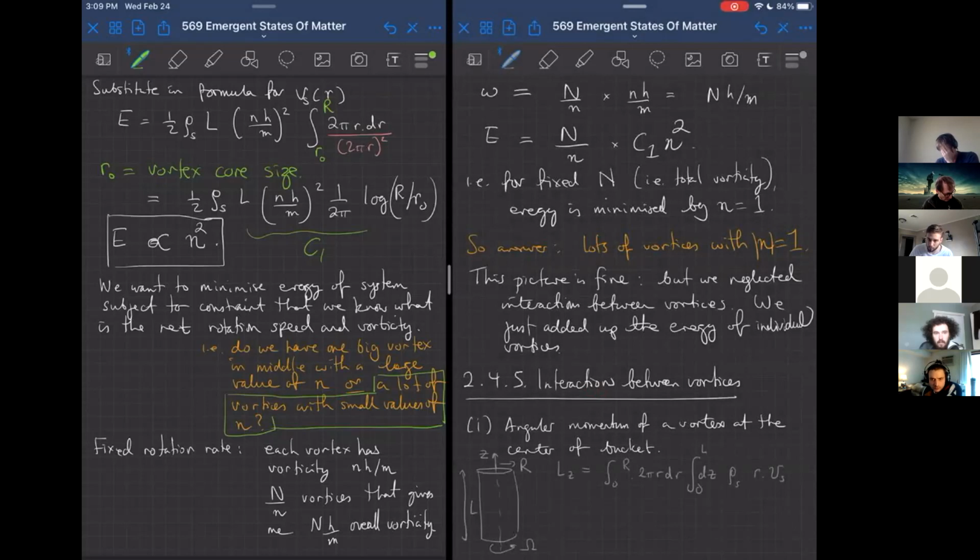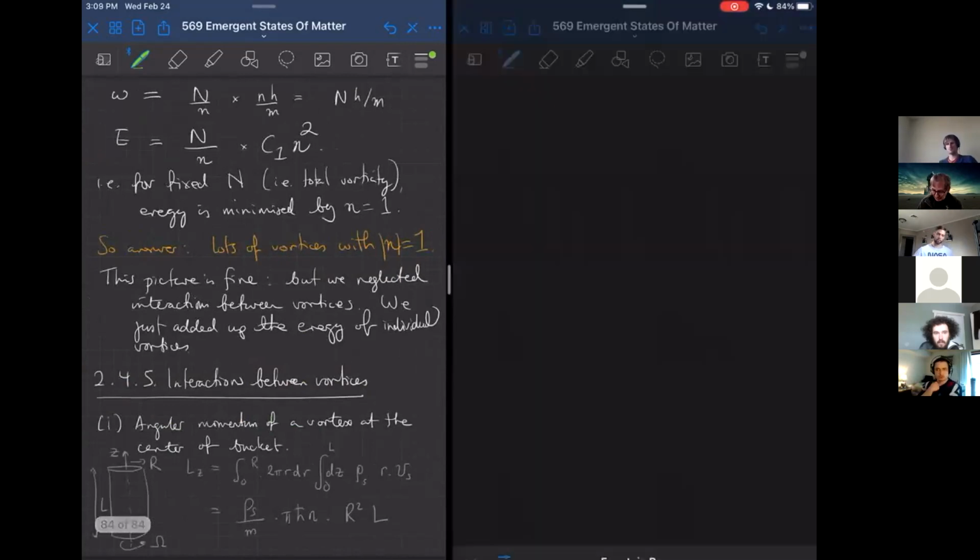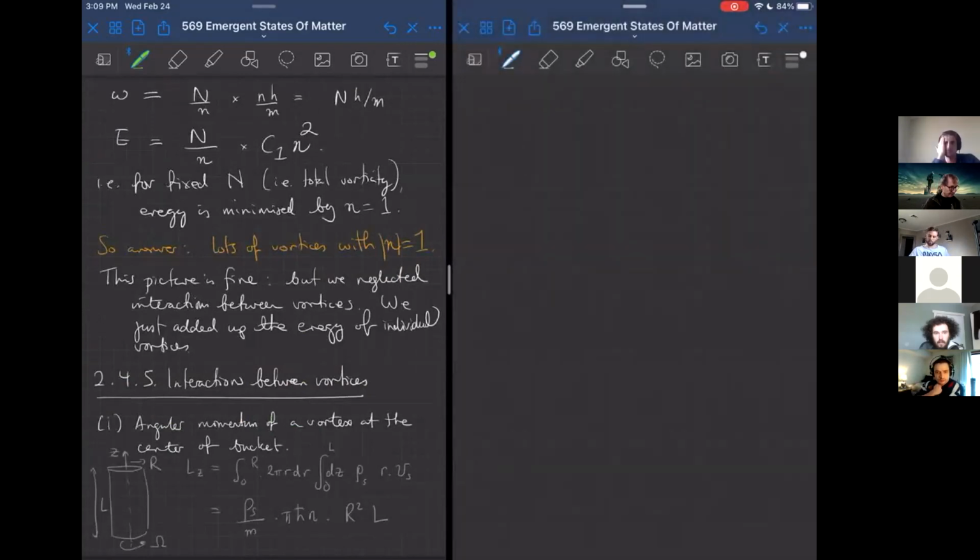And if you go and work that out, the integrals are easy. There's no divergences or anything like that. So you're just going to get rho s over m times pi h bar n times r squared times L. So that tells you that the angular momentum of a quantum vortex line is quantized, as you probably would have guessed. And you can then extend this argument to a vortex that's off center. Okay, so I'm going to let you do that in the next homework.